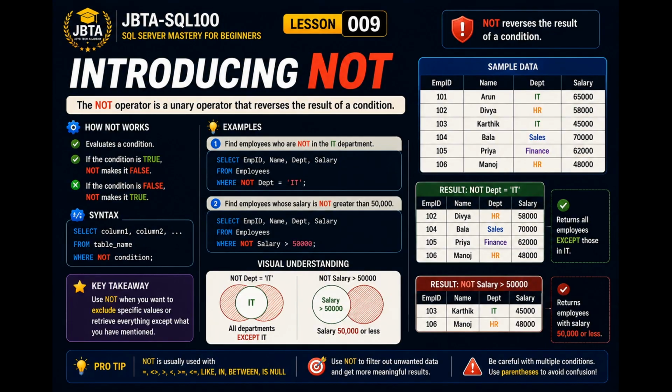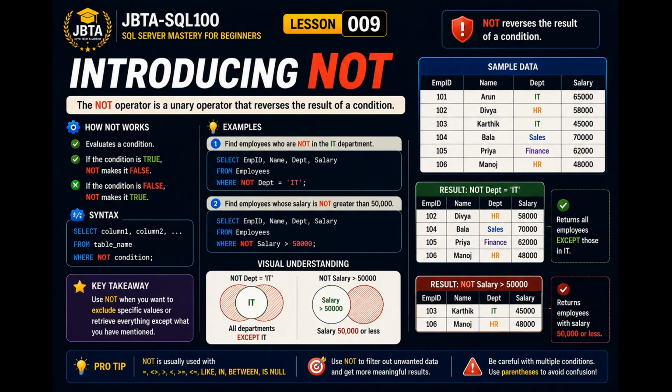So far, we've learned about two logical operators. AND returns true only when all conditions are true. OR returns true when at least one condition is true. Now, let's learn the third logical operator. NOT. The NOT operator is different from both AND and OR. It doesn't combine conditions. Instead, it simply reverses the result of a condition.